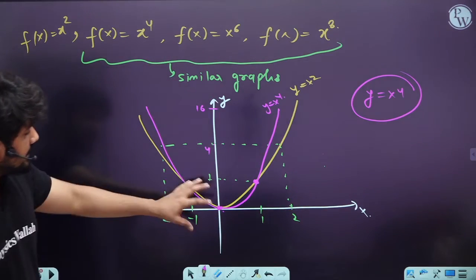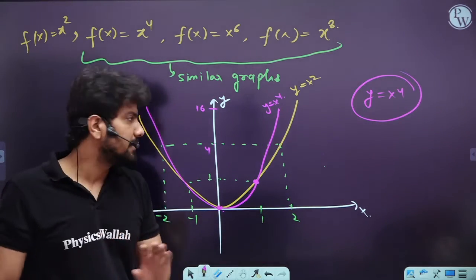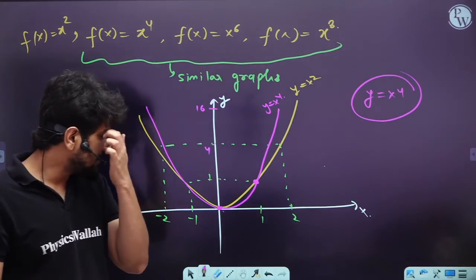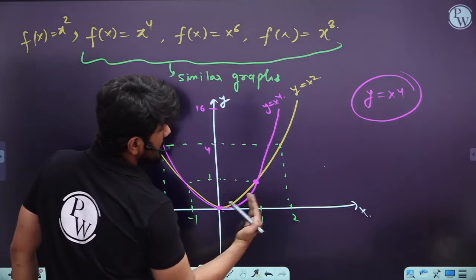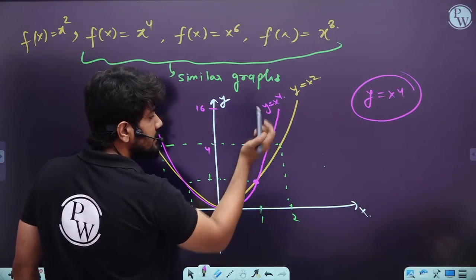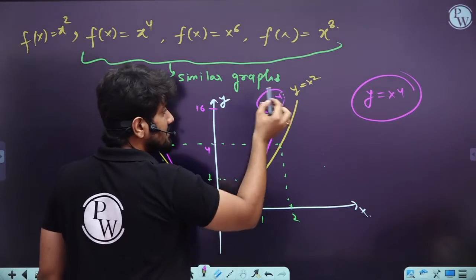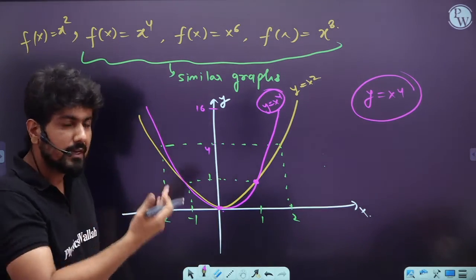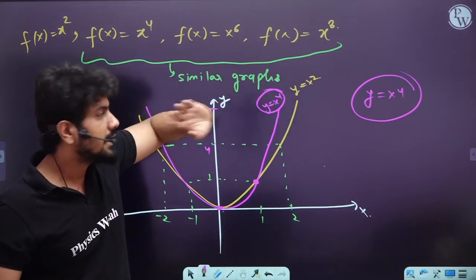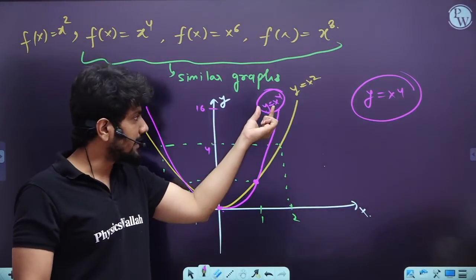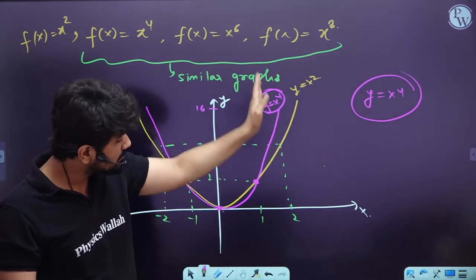So basically, you can see that both the graphs are similar. This is also a parabolic graph, and this is also a parabolic graph. But the only difference is that after 1, this graph is giving more values, right? The graph of y is equal to x raised to the power 4 is giving us bigger values than the graph of y is equal to x square. At x is equal to 2, y is 4. Here at x is equal to 2, y is 16. It is giving us bigger values.